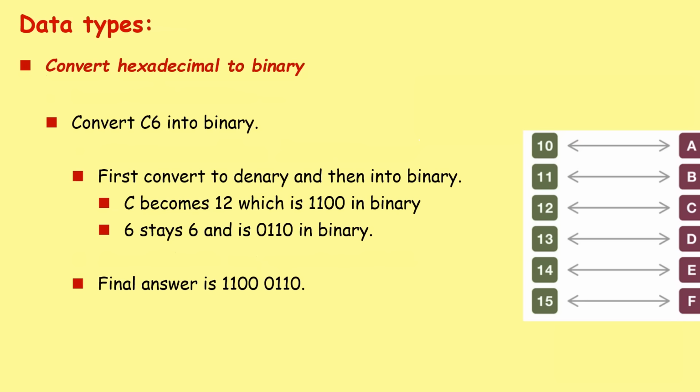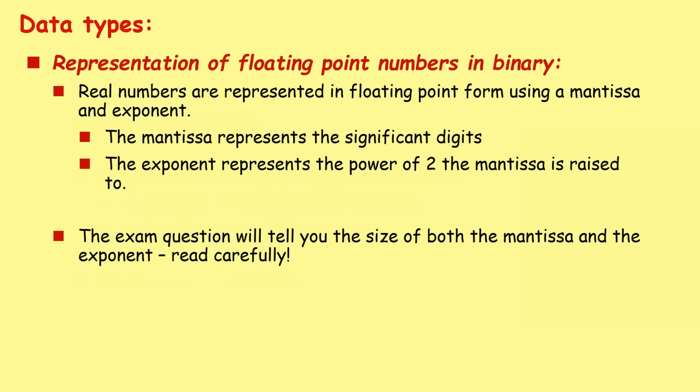Convert hexadecimal to binary. So let's convert C6 to binary. First convert to denary, and then convert each denary number to a single nibble. C becomes 12, which in a single binary nibble is 1100. 6 stays as 6, so that's 0110 in binary. Put them together for our answer, 11000110.